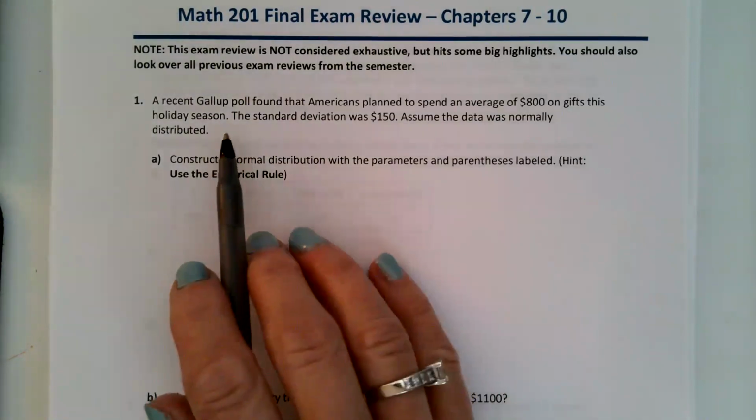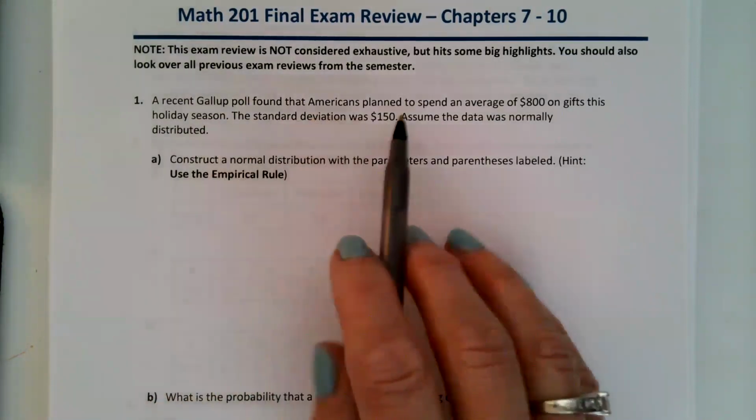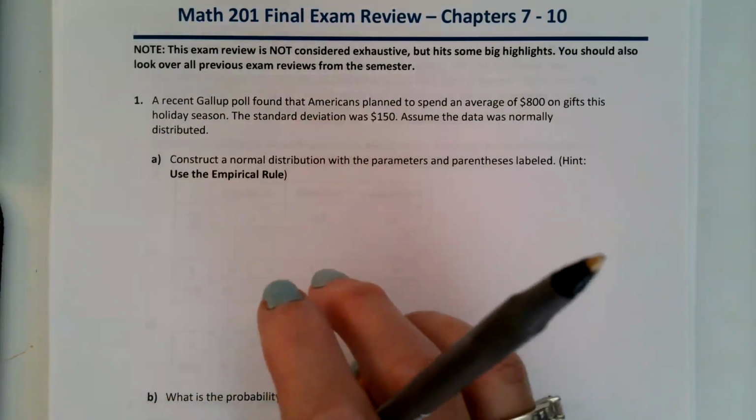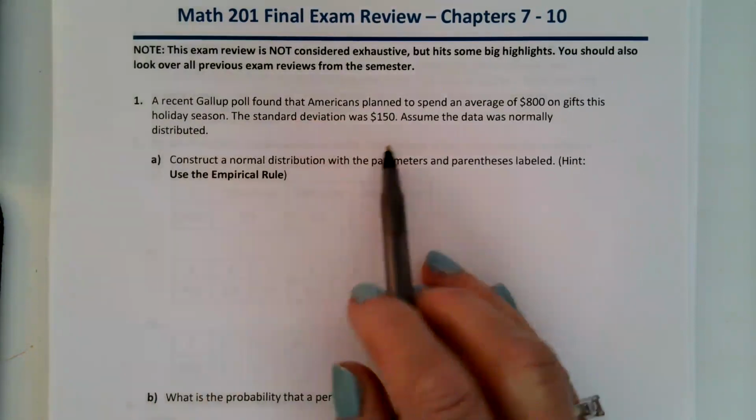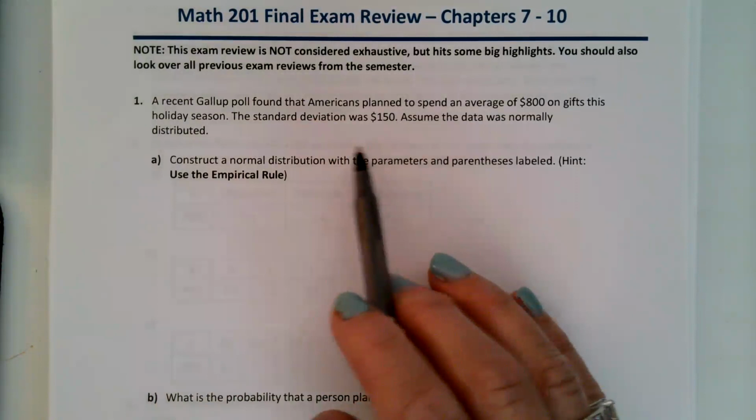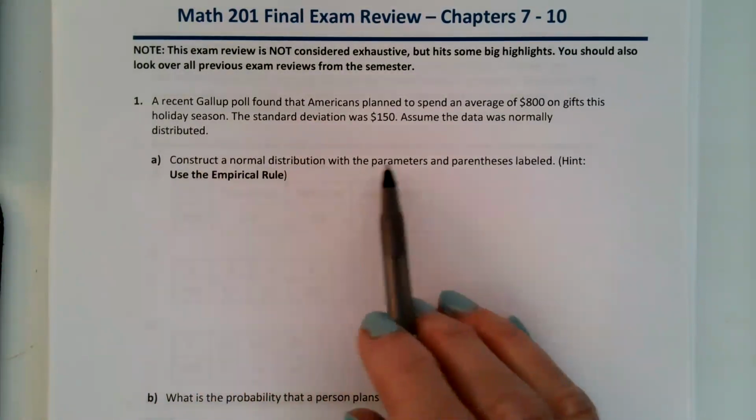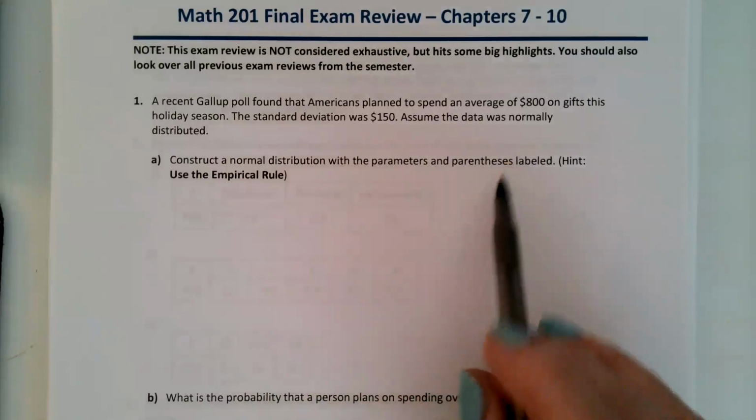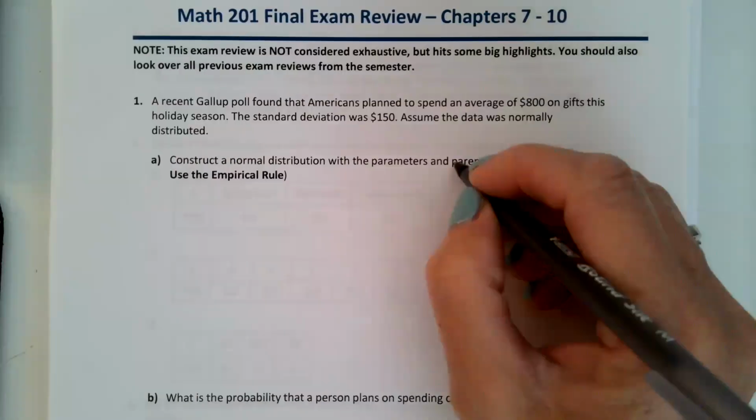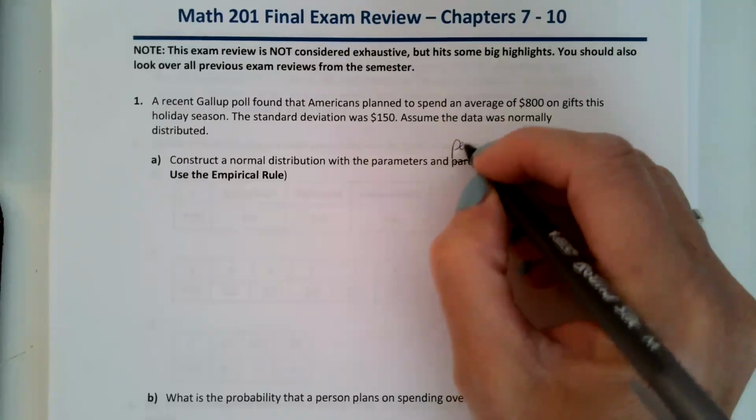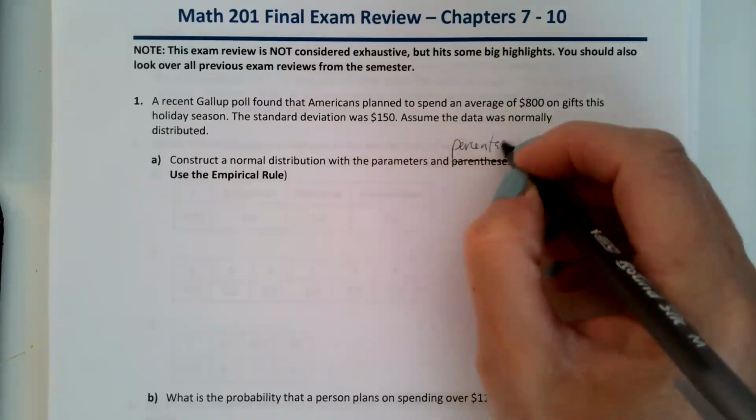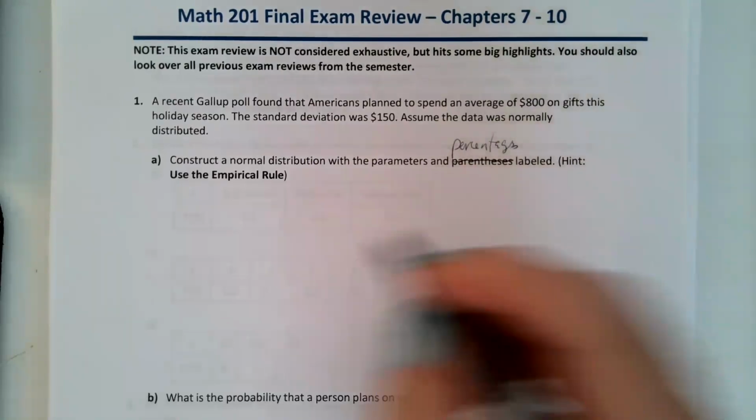It says a recent Gallup poll found that Americans plan to spend an average of $800 on gifts this holiday season. The standard deviation was 150. Assume the data was normally distributed. Construct a normal distribution with the parameters in parentheses labeled. And that should be parameters and percentages labeled.